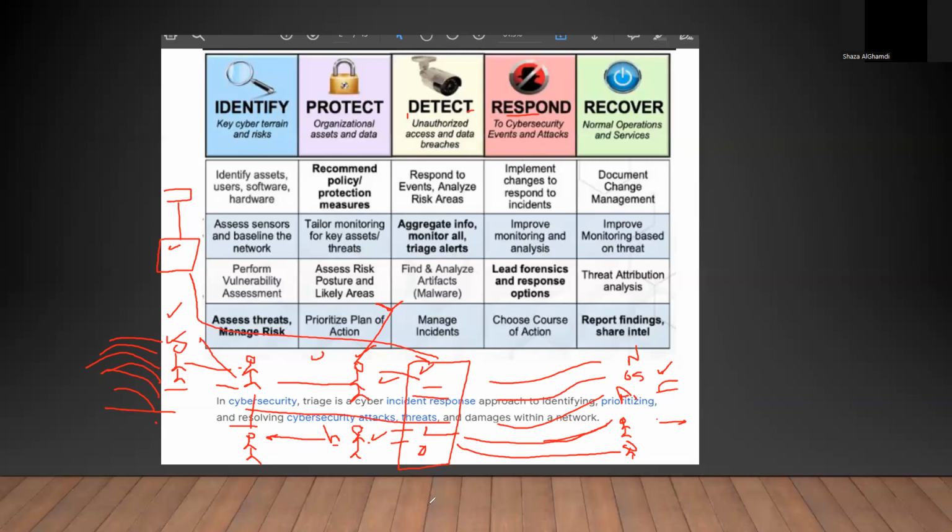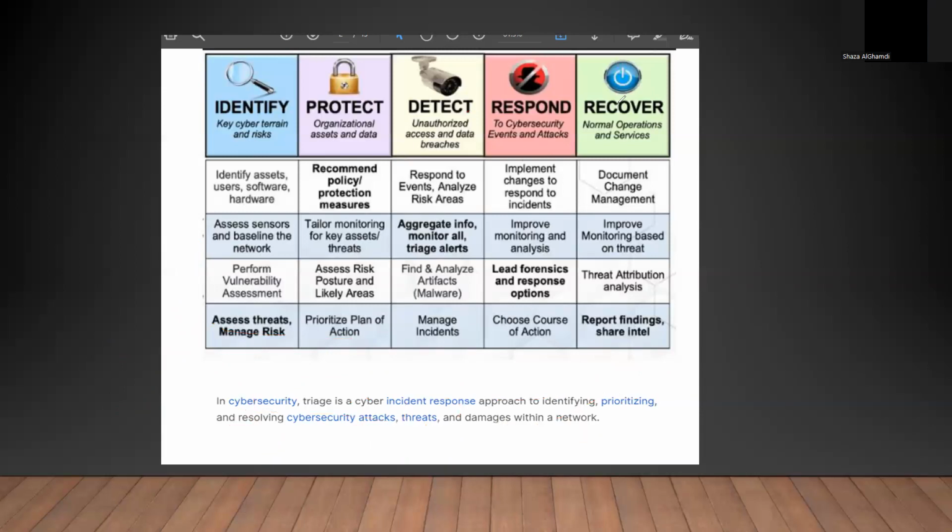Any questions? Yes, Mr. Rashad, so far so good. Okay, so we're moving again here.